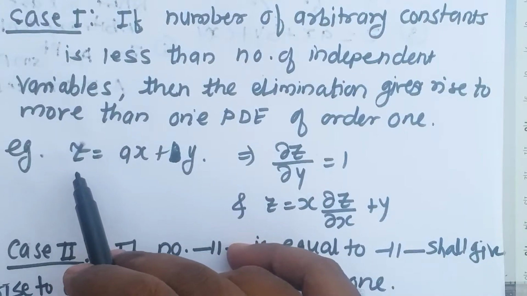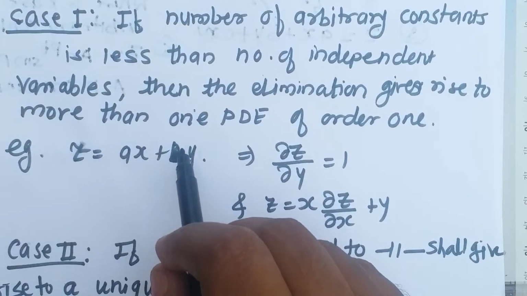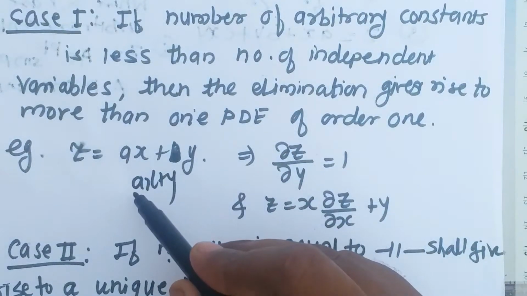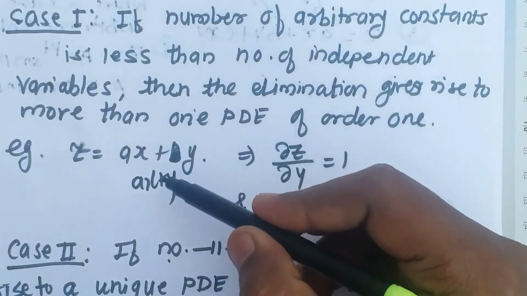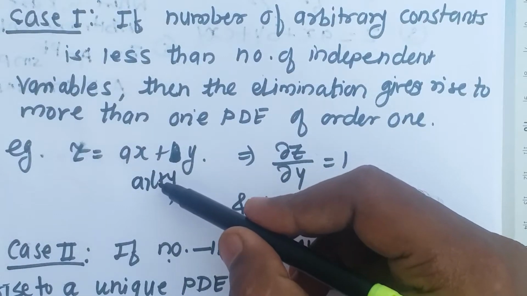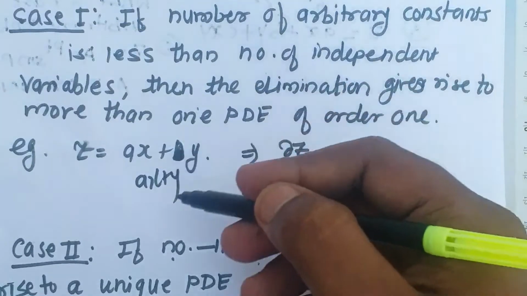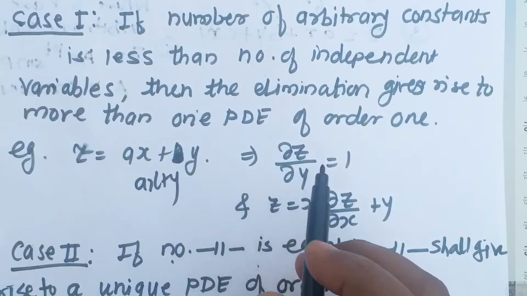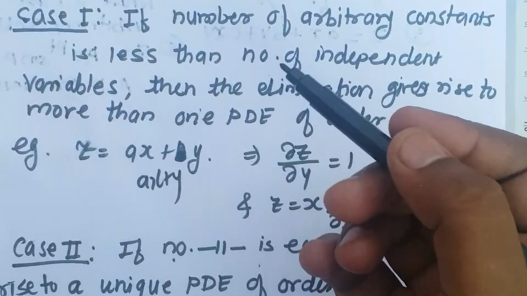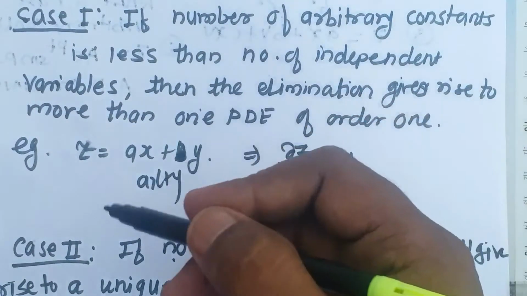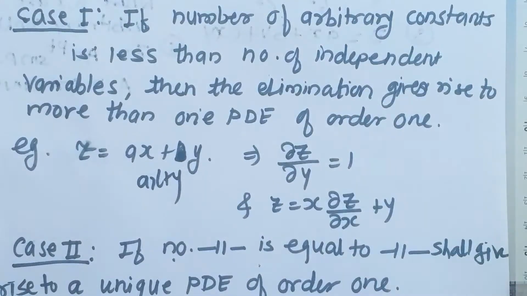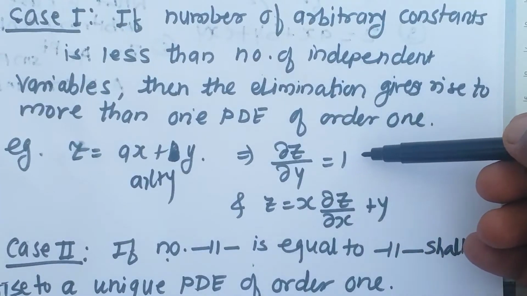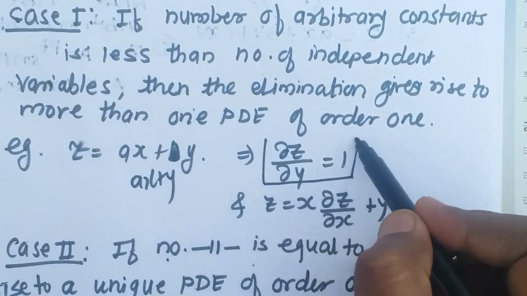So for example, I have taken one example, z equal to ax plus y. This is the function I have considered. Here the arbitrary constant is one, a, and the independent variables are two, x and y. So the number of independent variables is more than the number of arbitrary constants. As we discussed in the previous video, whenever you want to form a differential equation, we differentiate the given relation with respect to x and with respect to y. If you differentiate with respect to y, you will get the differential equation del z by del y equal to 1. This differential equation is also free of the arbitrary constant.